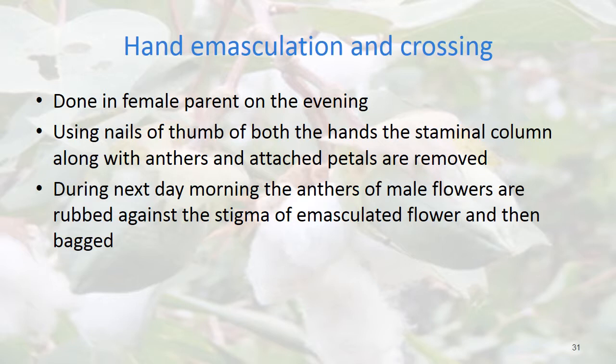Hand emasculation and crossing. It is done in female parents in the evening using nails of thumb of both the hands. The staminal column along with anthers and attached petals are removed. During next day morning, the anthers of male flowers are rubbed against the stigma of emasculated flower and then bagged.